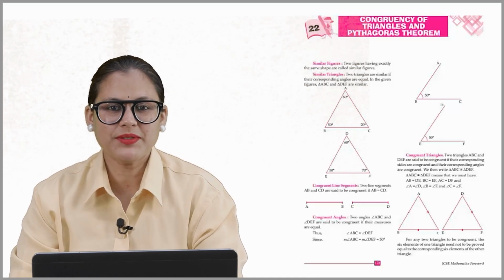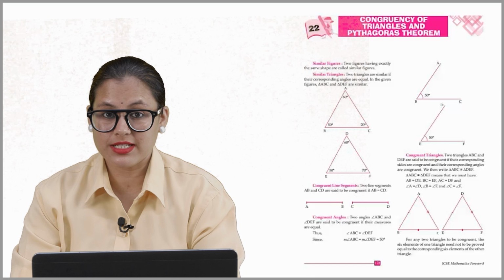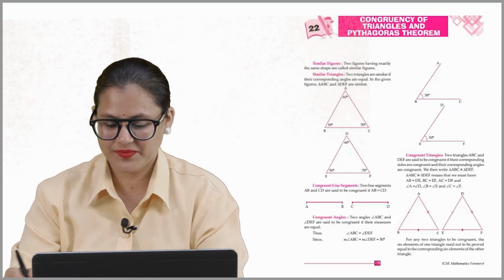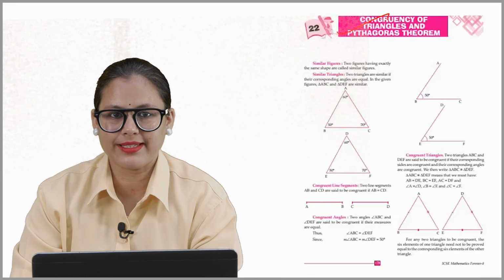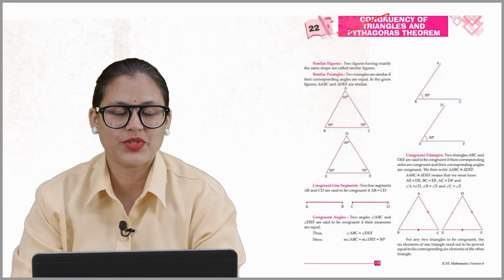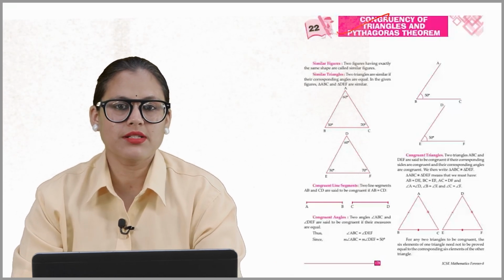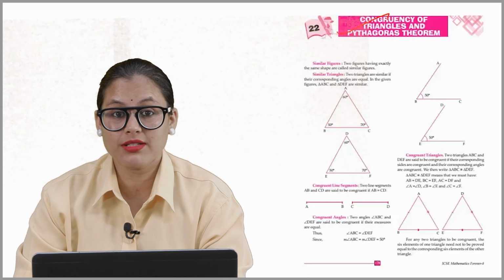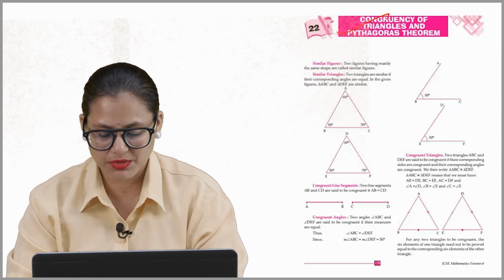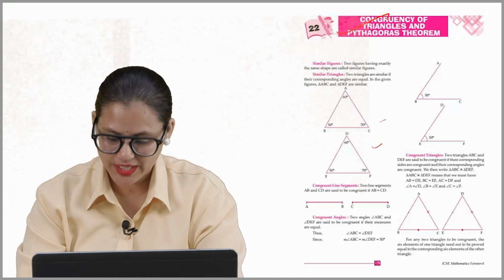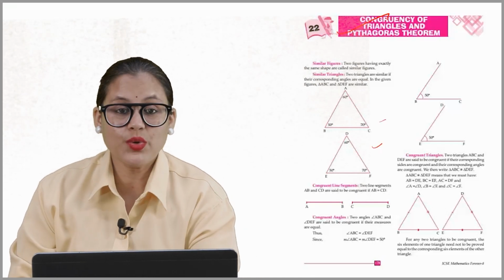Let's start today's chapter, Congruency of Triangles and Pythagoras Theorem. Similar figures: two figures having exactly the same shape are called similar figures. Similar triangles: two triangles are similar if their corresponding angles are equal. In the given figures, triangle ABC and triangle DEF are similar, as you can see here.